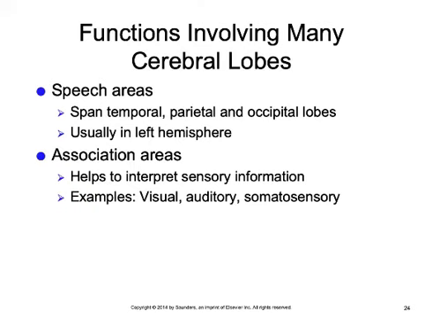Speech areas involve the frontal, the parietal, and the occipital lobes. Okay, they're often in the left hemisphere. And then there are association areas that allow us to interpret sensory information. Examples include visual, auditory, and somatosensory association areas.